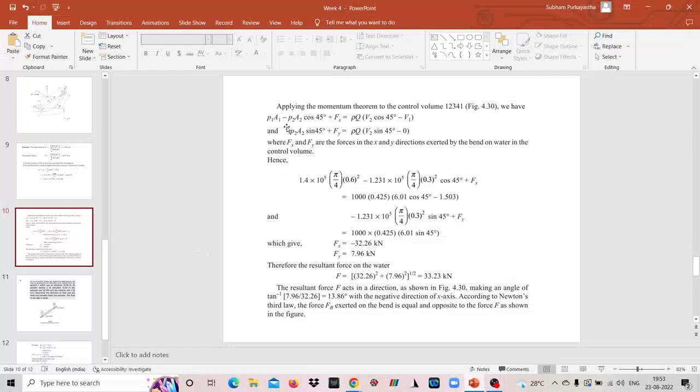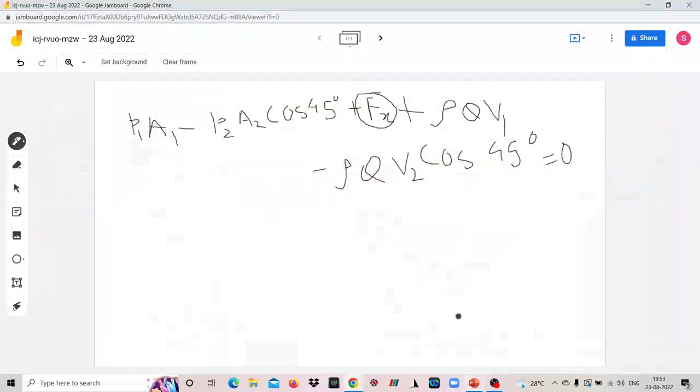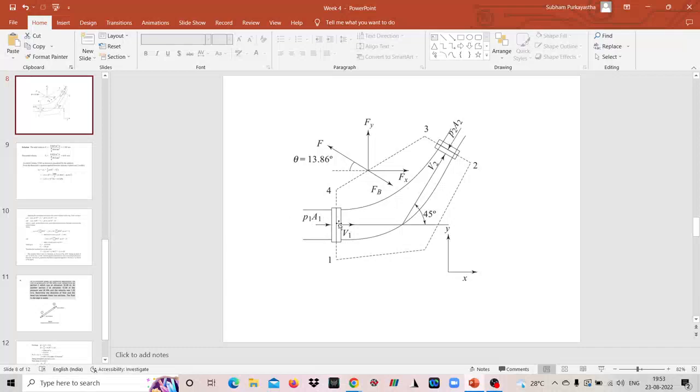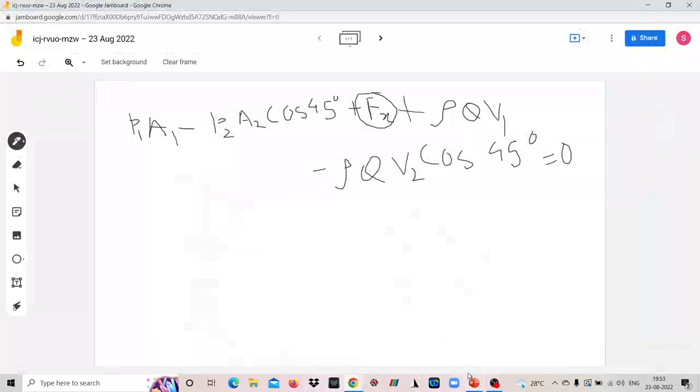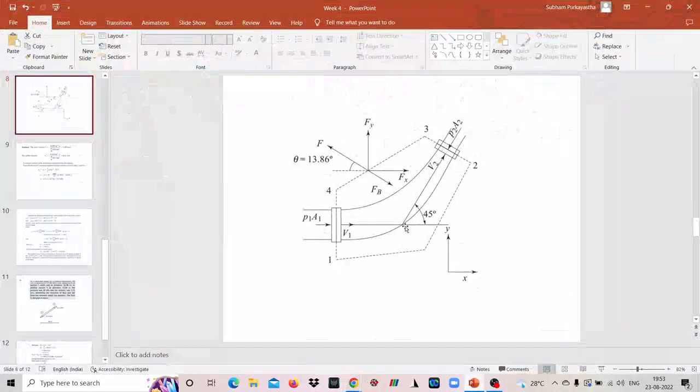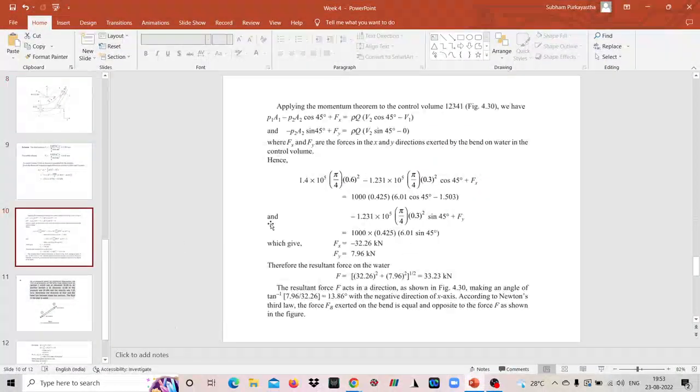That's it. Similarly, if you write for the y direction, what are the forces? Because of P1A1, there will be no component. There will be Fy. Because of P2A2, it will be along the negative y direction, so Fy minus P2A2 sine 45 degree. Then because of the V1 component there will be no force, but because of the V2 component there will be a force. So look at this equation: Fy minus P2A2 sine 45, minus rho Q V2, and this 0 is because of the V1 component. Along the y direction there is no component of V1.